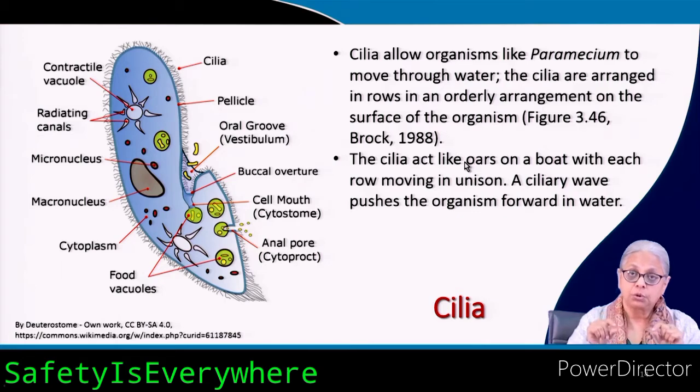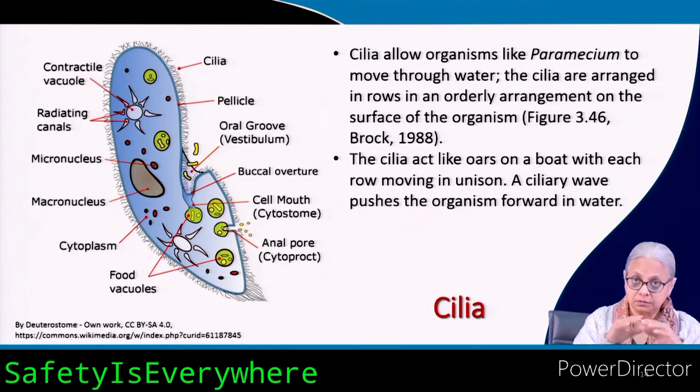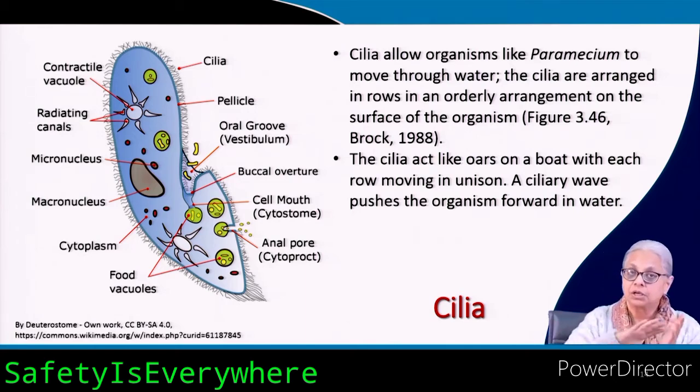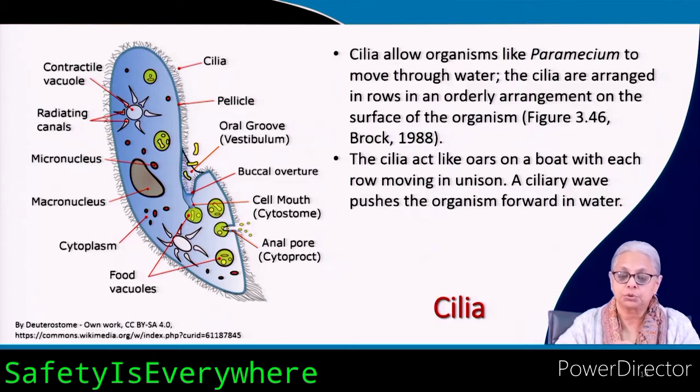So each row of cilia is going to move at the same time. So you have a ciliary wave. The ciliary wave is where each row of the cilia is moving together, pushing in one direction, and then the next row starts doing the same thing, and so on and so forth. So there is a ciliary wave over the entire body of the protozoa that pushes the Paramecium through the water. It's very interesting. You can take a look at the nature of these cilia on the surface of the Paramecium.